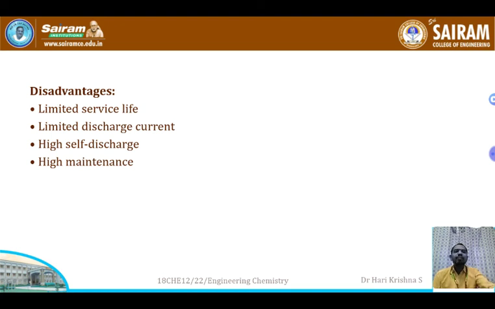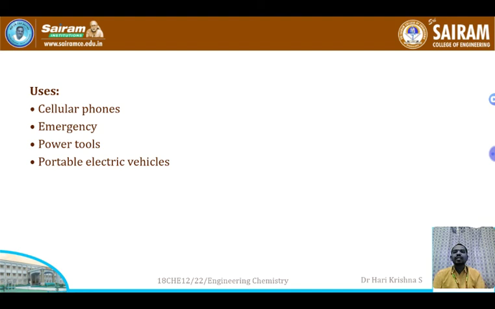So let us see the applications or uses of the nickel metal hydride batteries. These are used in cellular phones, power tools, and portable electric vehicles or e-vehicles. It might be an e-bike, or a car run by electric current. So it is used in all portable electric vehicles and power tools. For example, you have a drilling machine, right? A drilling machine also needs power. So now we have a drilling machine with battery. Even there it can be used.